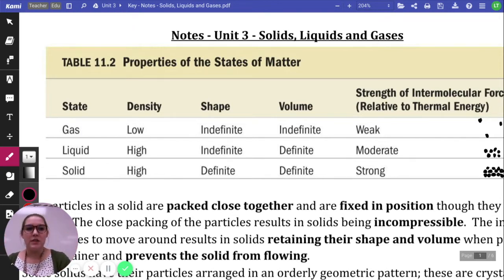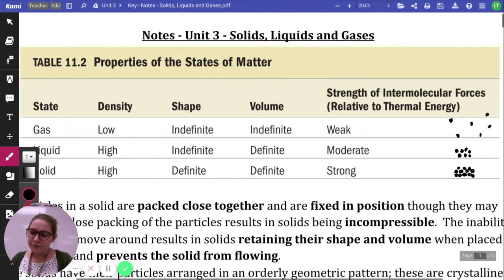Volume, though, of liquids is definite. So the amount of liquid I have in here and the amount of space it takes up, whether it's in here, spilled on the floor, or anywhere, the volume of my liquid does not change. Even though the shape can change, it's still the same amount of liquid that's going to take up the same space. And then same thing with my solid. It has a definite volume. It's always going to take up the same amount of space.